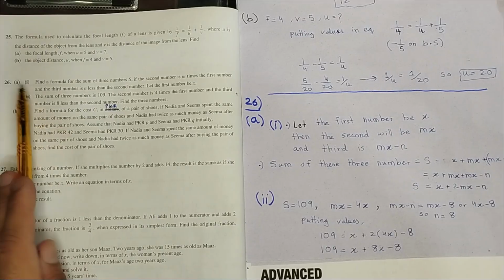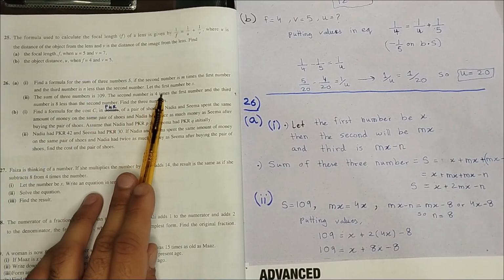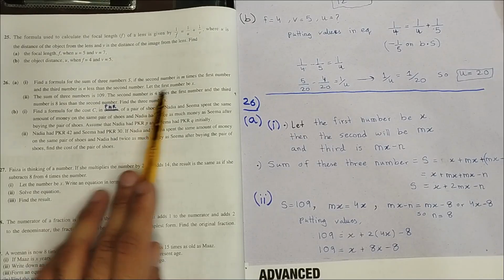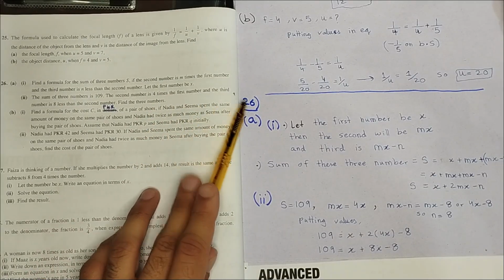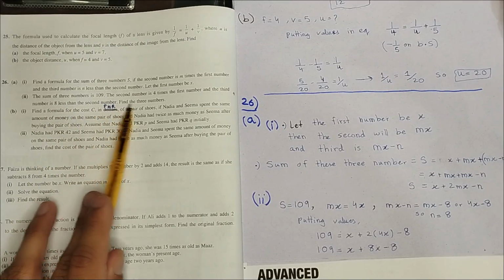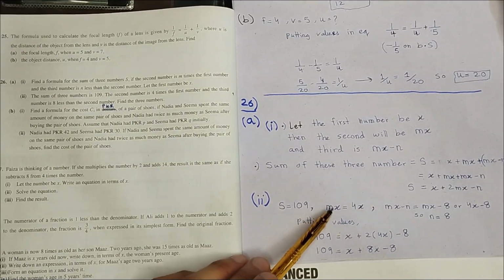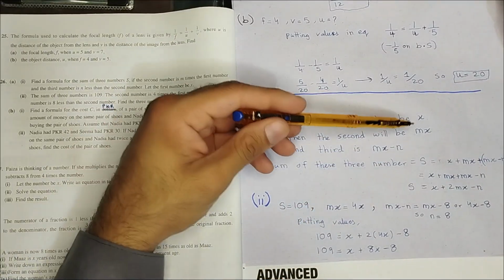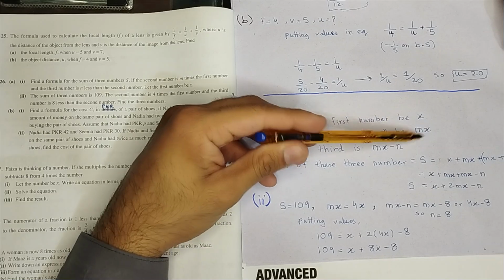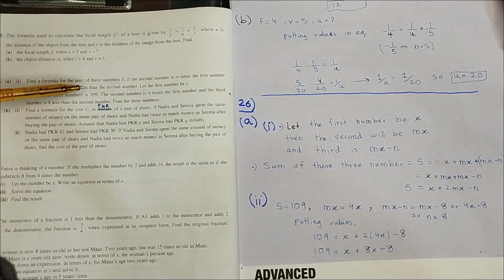So the value of s is given to us in the question. What else? The second number is 4 times the first number, and the third number is 8 less than the second number. Find the three numbers. Okay, it says that the second number, what was the second number? Second number was mx, and mx is 4 times the first number.